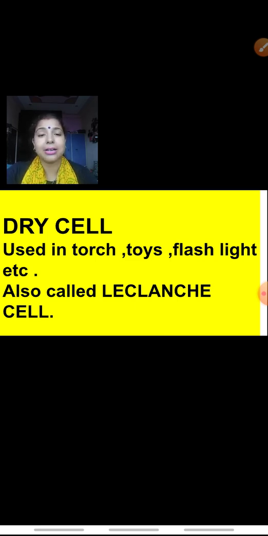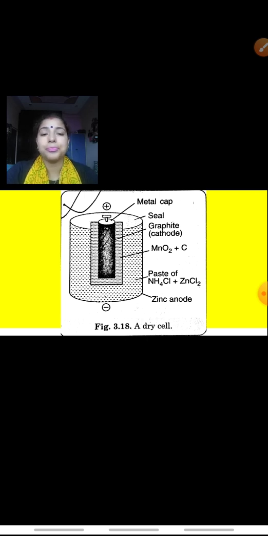Now see the diagram for a simple dry cell. The outermost covering of the dry cell is made up of this.